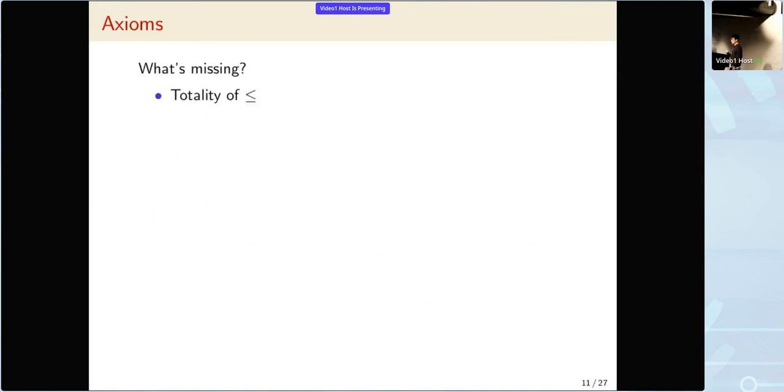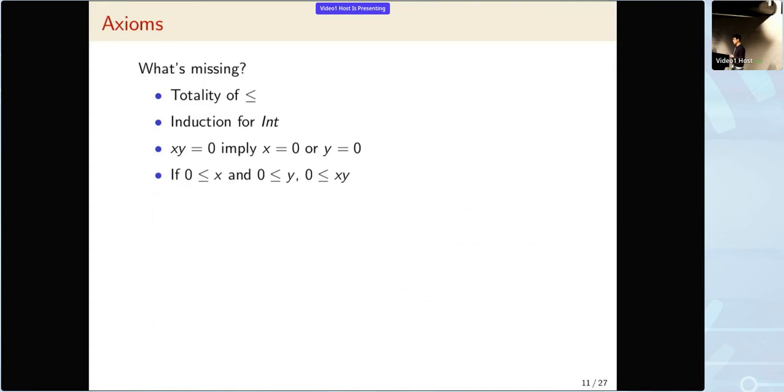So those are our axioms. What's missing? We don't have the totality of order. We don't have induction for integers. If x times y is equal to 0, it does not mean that x is 0 or y is 0. If x and y are both non-negative, it does not mean that x times y is non-negative. And the list has to go on forever because the theory of integers is not recursively axiomatizable. So it is in this sense that the theory is said to be weak.